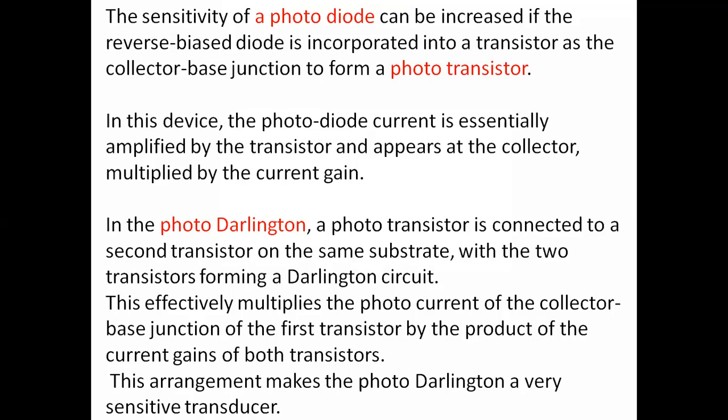In the next class we will see what the different transducers are which are used for biomedical applications, especially for biomedical applications.